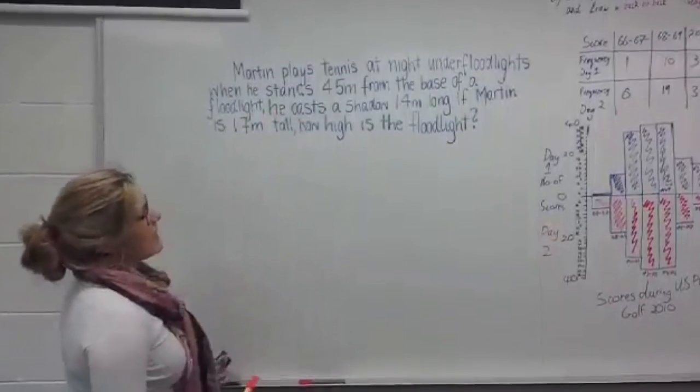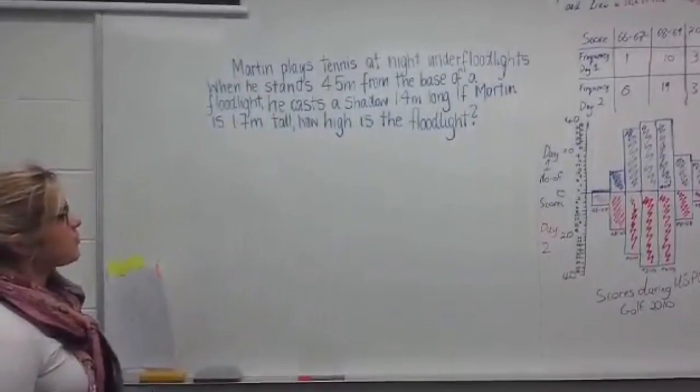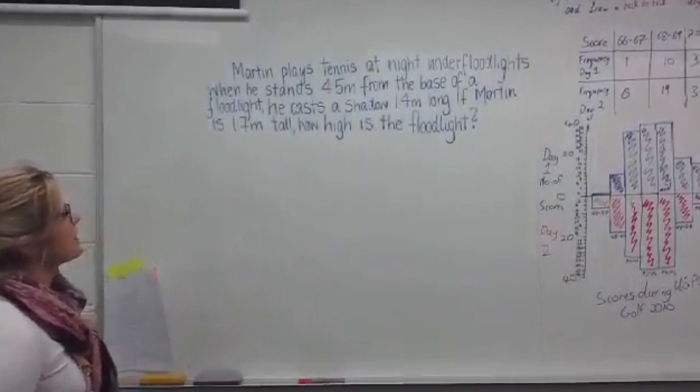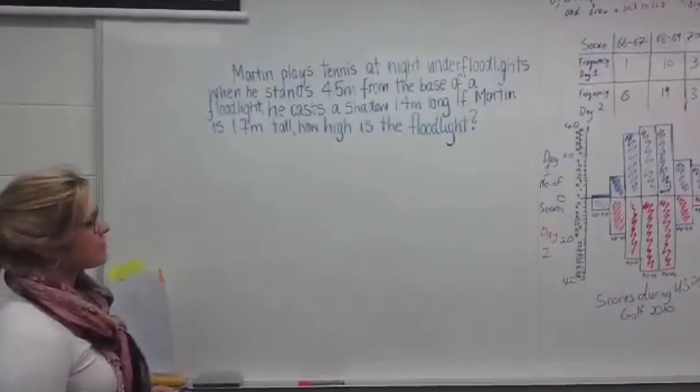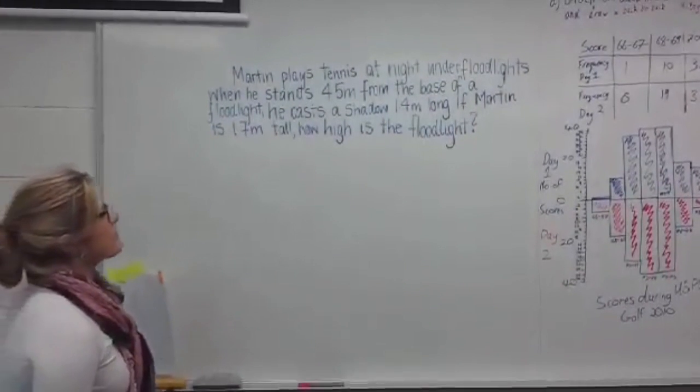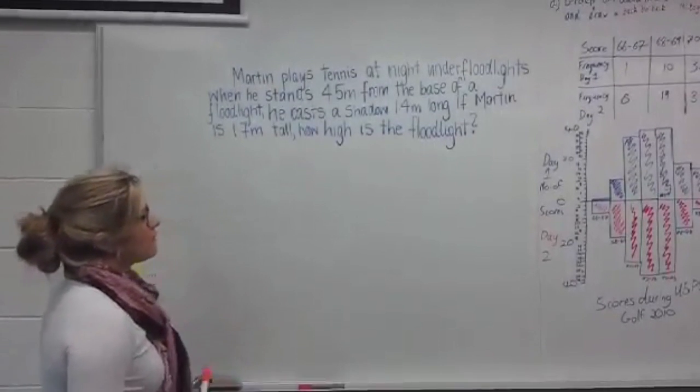Martin plays tennis at night under floodlights. When he stands 4.5 metres from the base of a floodlight, he casts a shadow 1.4 metres long. If Martin is 1.7 metres tall, how high is the floodlight?